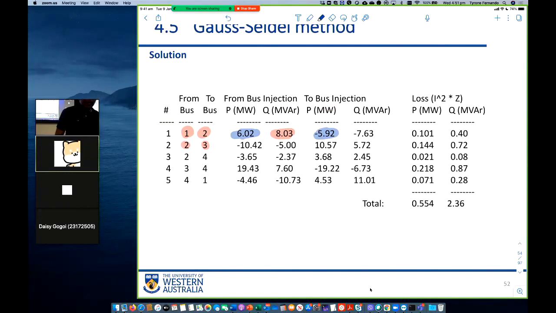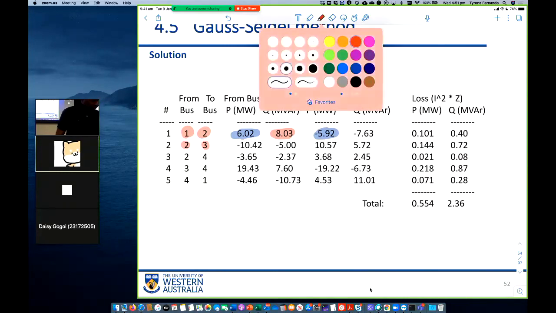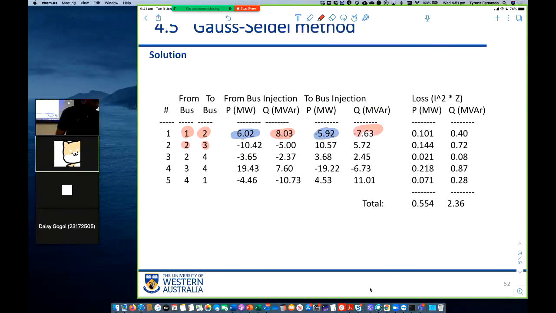Right? Flowing into bus 2. I can also find the reactive power flowing into bus 2. So we know what goes out of bus 1, and we know what flows into bus 2. So then I can figure out what the loss is in that line, active power and reactive power. Right? I can do that.